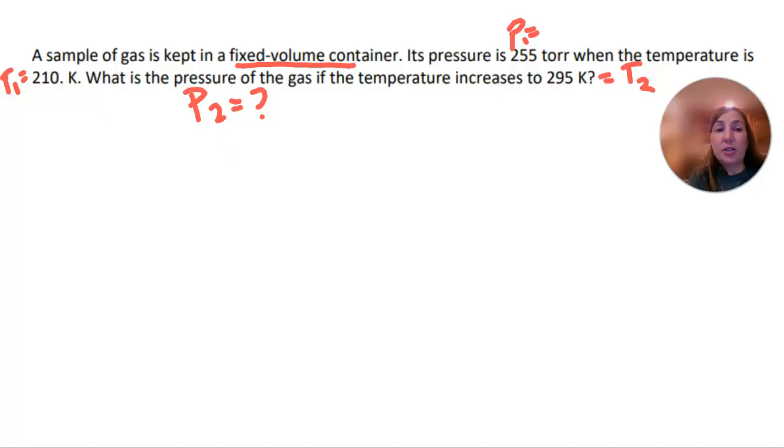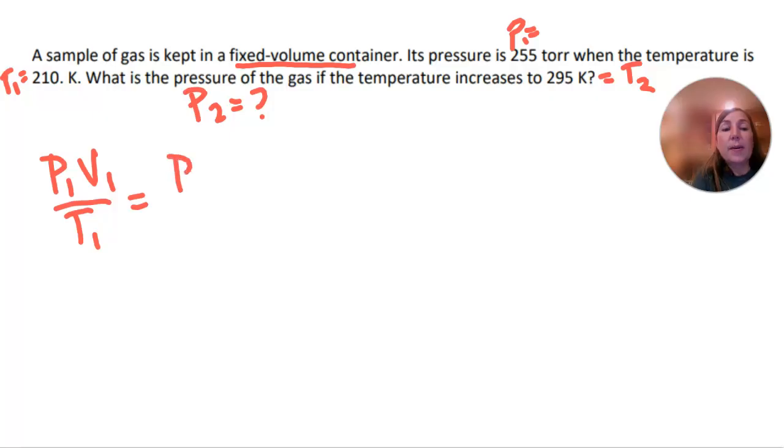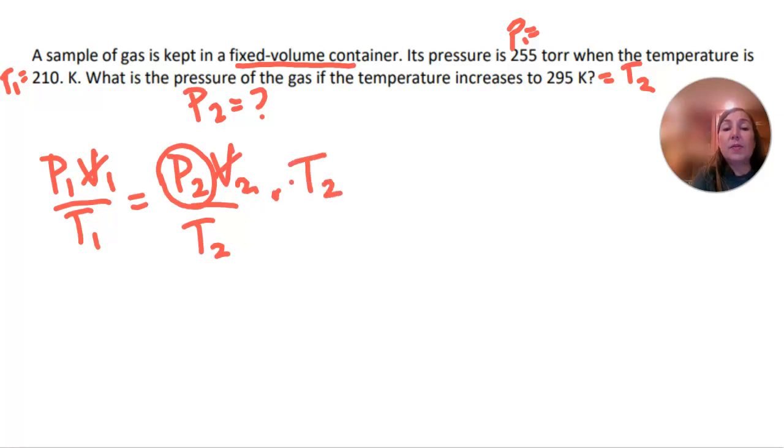Okay, this sounds like it's a fixed volume container. So volume is not changing. Doesn't sound like any gas is going in or out of the container. Number of moles are not changing. So we could use P1 V1 over T1 for our starting is P2 V2 over T2 because we didn't change the number of moles. In fact, we're not even changing volume. That's going to be constant. So our equation really boils down to P1 over T1 equals P2 over T2. Now we want to solve or isolate for P2. That'll be multiplying both sides by T2.